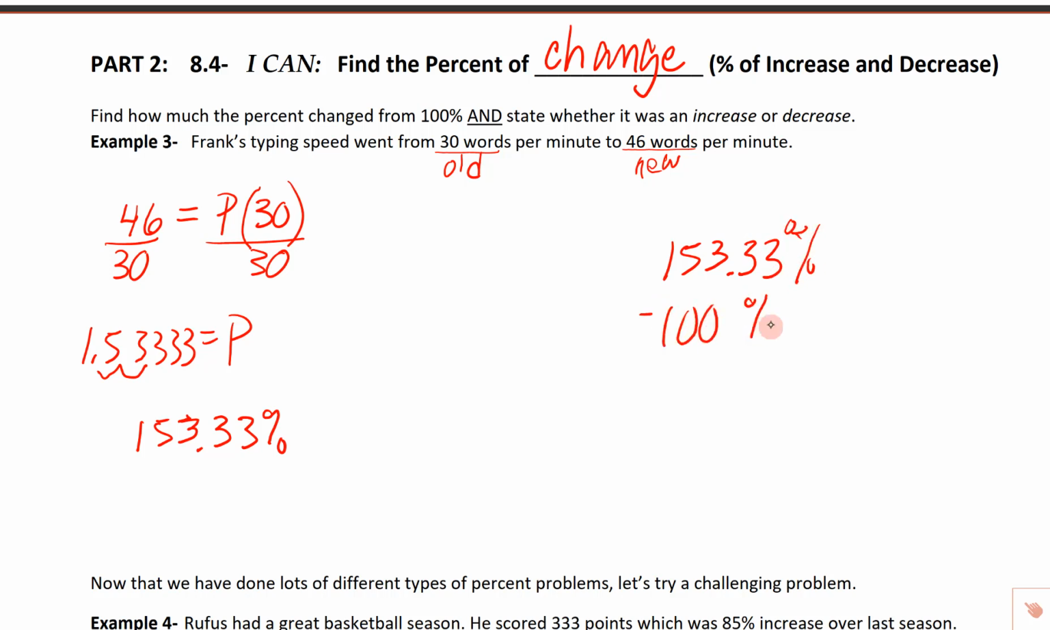So we'll minus the 100% here, and that leaves us with 53.33%. So that's the change. Since it was positive, we know that it is an increase. So Frank increased his typing speed by 53.33%.